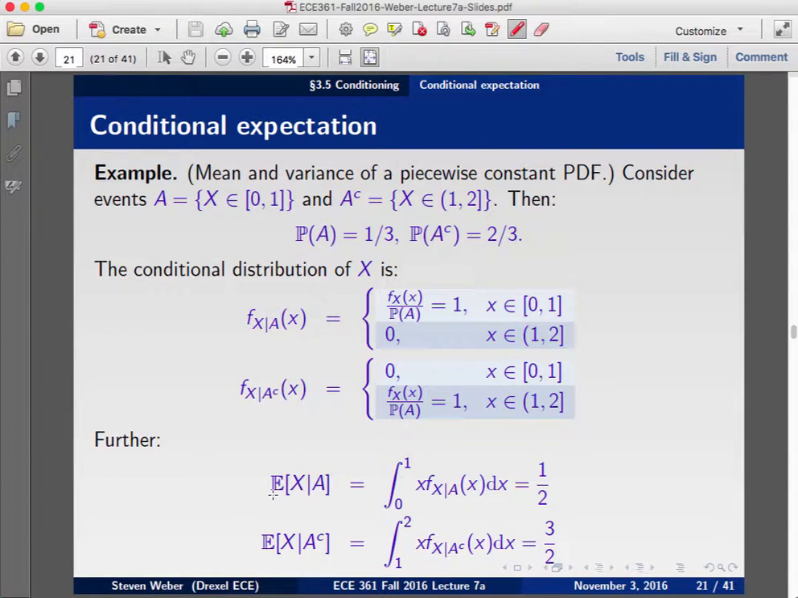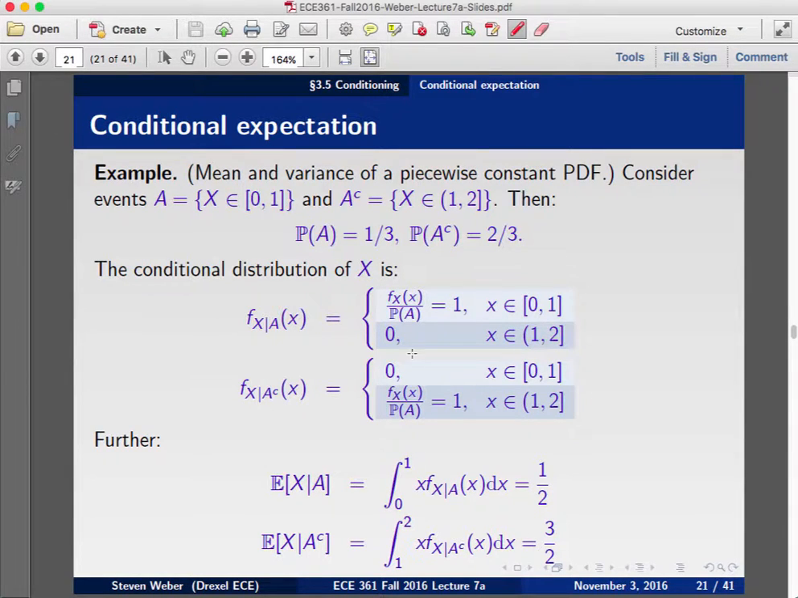And now I can use the formulas for the expectation of the random variable X given A and the expectation of the random variable X given A complement. In particular, integrating X from 0 to 1, X times the conditional density f of X given A, which is 1, evaluates to 1/2. And likewise here, when I have X times this conditional density, which again equals 1, this equals 3/2.